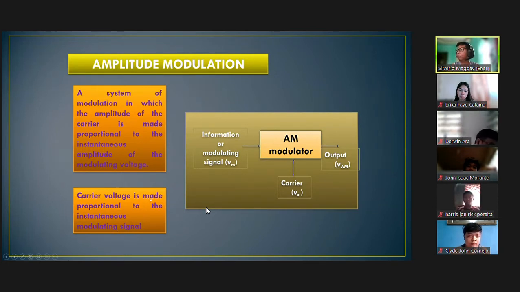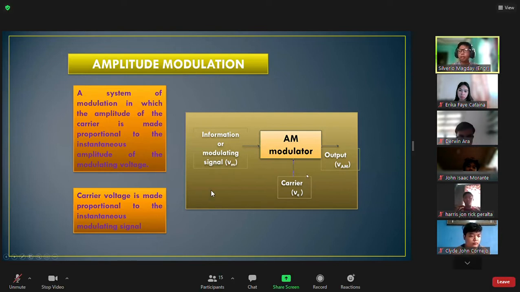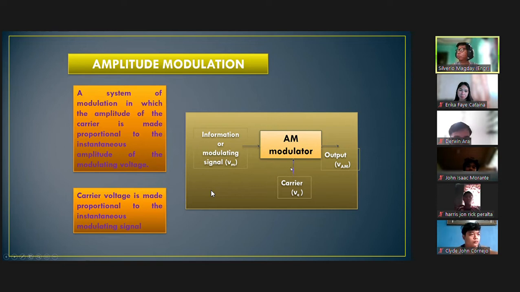which is the amplitude. So here is a typical block diagram of an AM modulator or amplitude modulation technology, wherein your AM modulator is the technological part of your amplitude modulation. So your modulating signal as your voltage VM, and then your carrier voltage join into your AM modulator to output the amplitude modulation as an output signal.